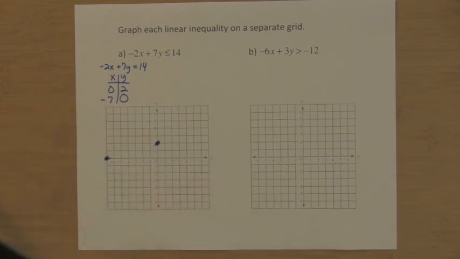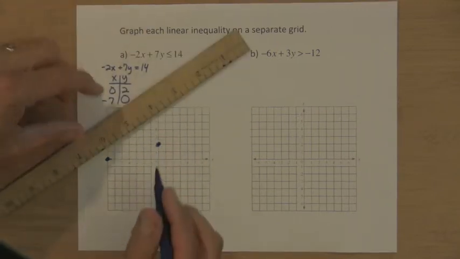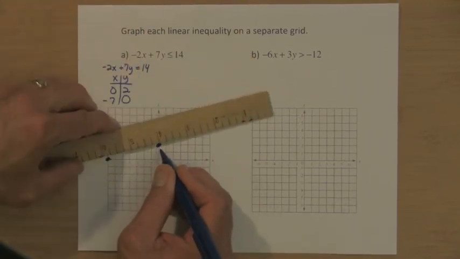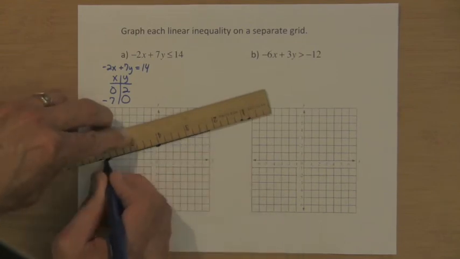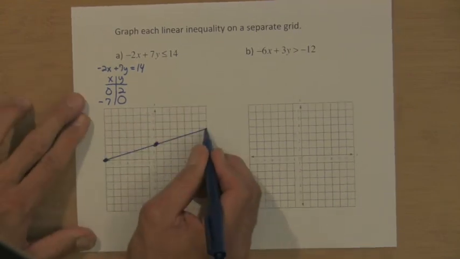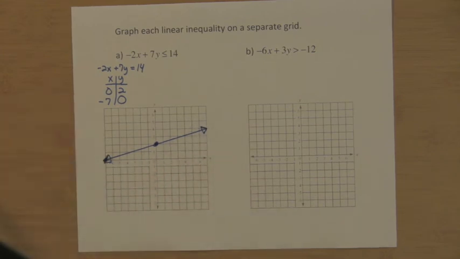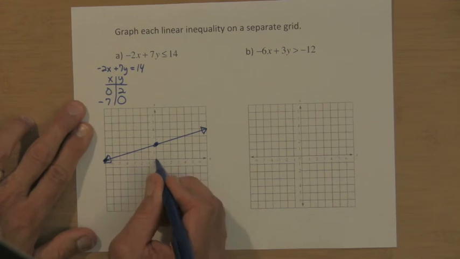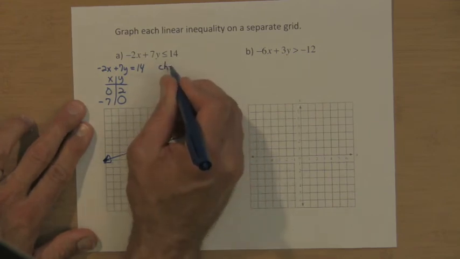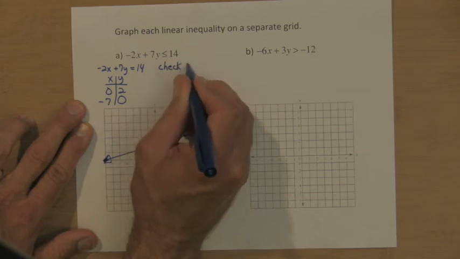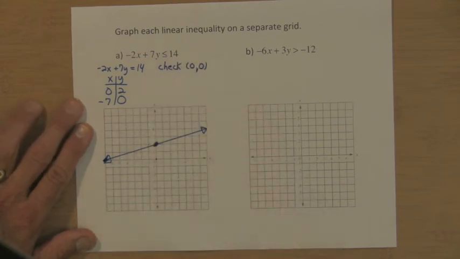And now before I connect those for my boundary line, I notice it's less than or equal to, so that means it's going to be a solid line, because it's equal to, and it's going to be the points on one side of this line. So not only are those points solutions, but also points on one side of that boundary line. So I check a point, an easy point to check for me is 0, 0. So I'm going to check 0, 0 and see if that's a solution to the original problem.